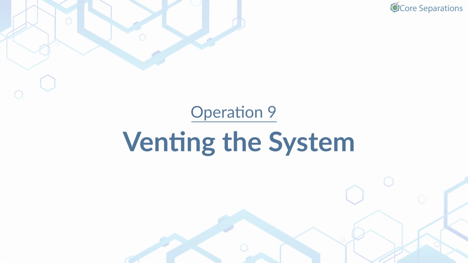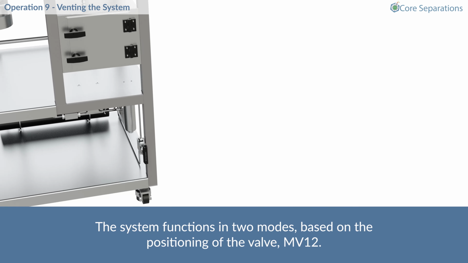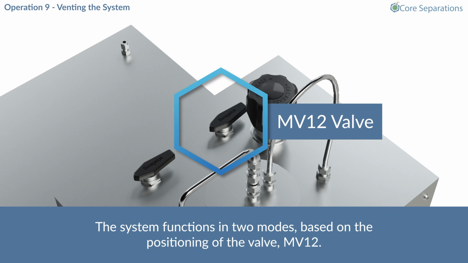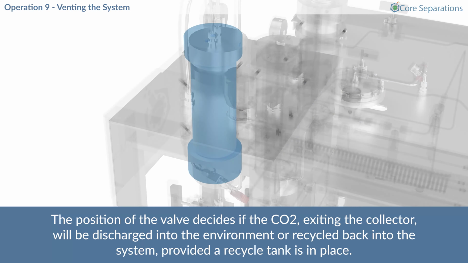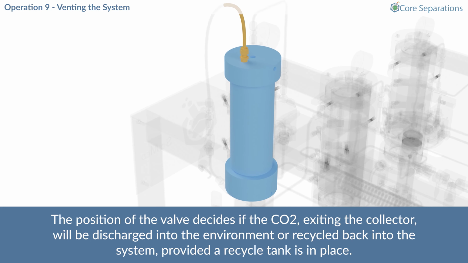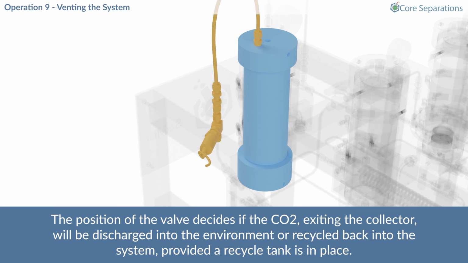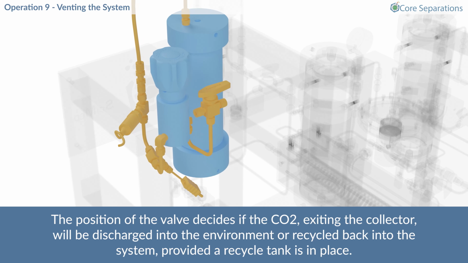Operation 9. Venting the system. The system functions in two modes, based on the positioning of the valve, MV12. The position of the valve decides if the CO2 exiting the collector will be discharged into the environment or recycled back into the system, provided a recycle tank is in place.